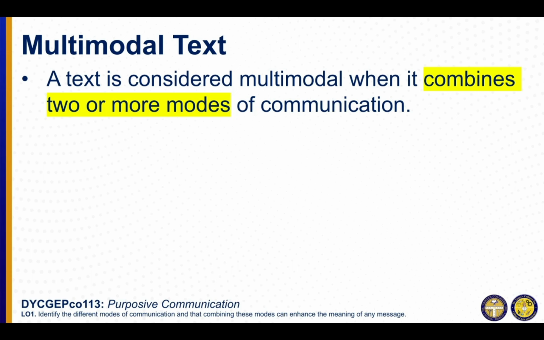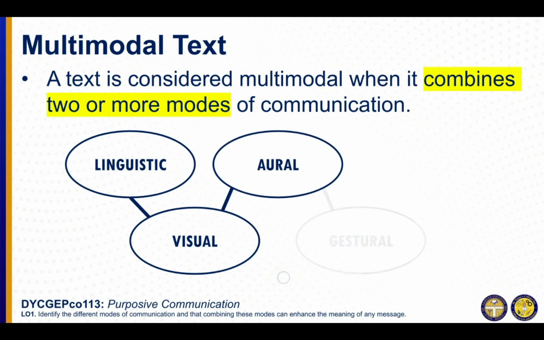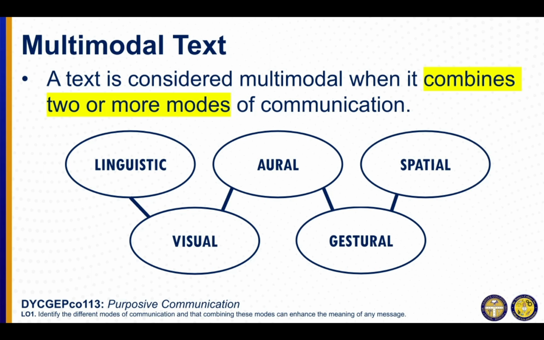What are these modes and how do we know that we're actually doing multimodal? We have the linguistic, the visual, aural, gestural, and the spatial. All of these five are examples of modes that you can use to communicate a message.